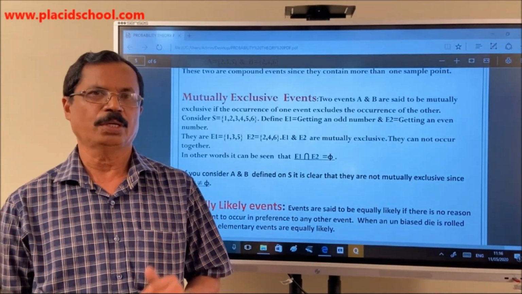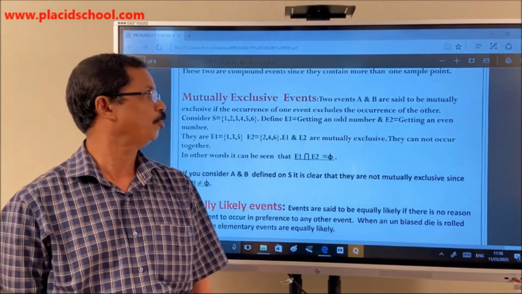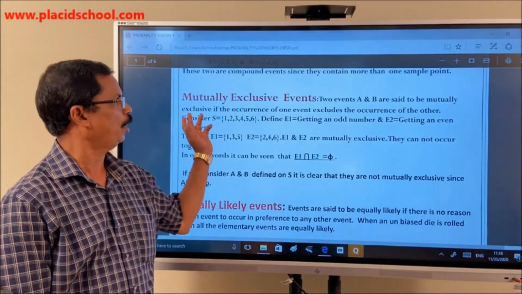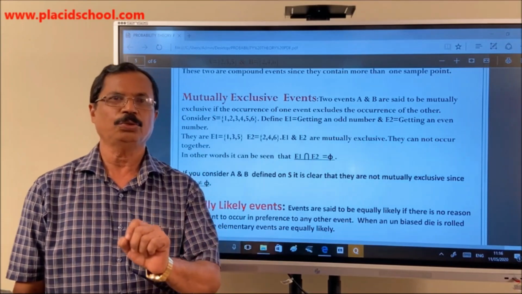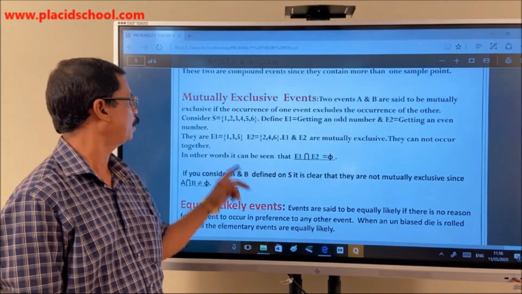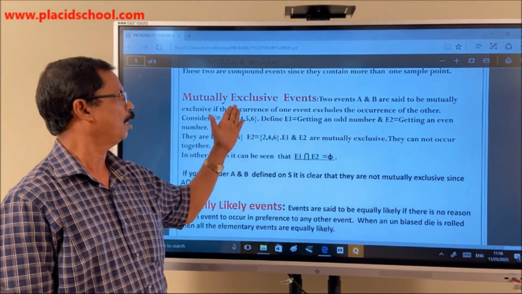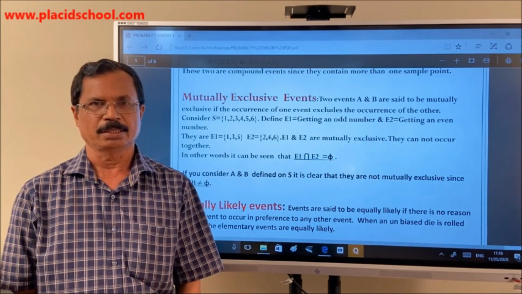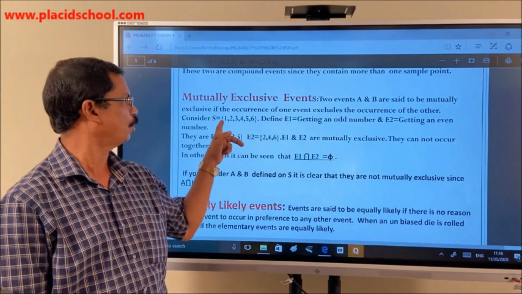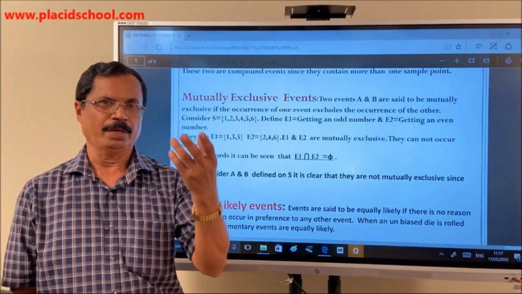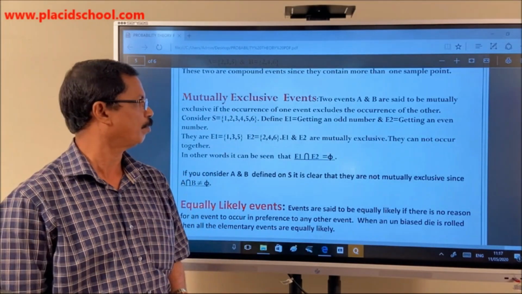Now let us come to another important definition, that is mutually exclusive events. This is very important. When will you say two events are mutually exclusive? Two events, A and B, are said to be mutually exclusive if the occurrence of one event excludes the occurrence of the other. Give importance to this: one of the events excludes the occurrence of the other.